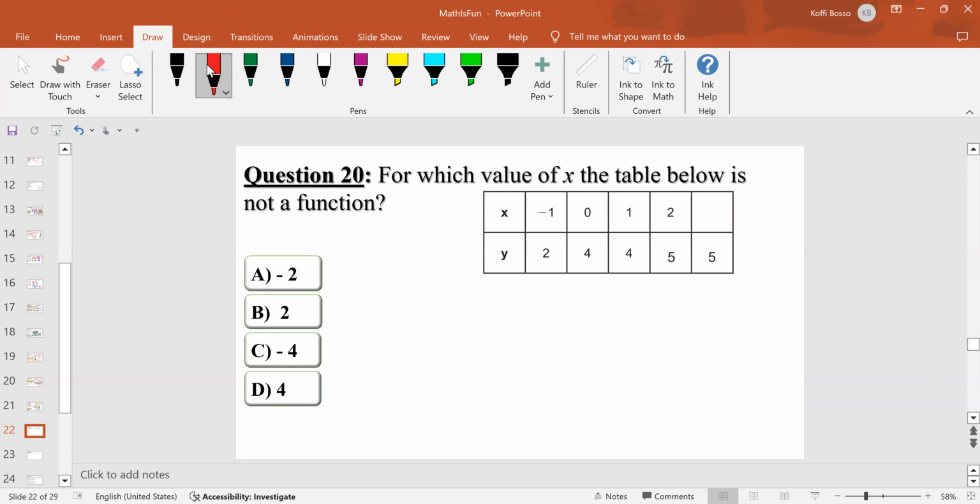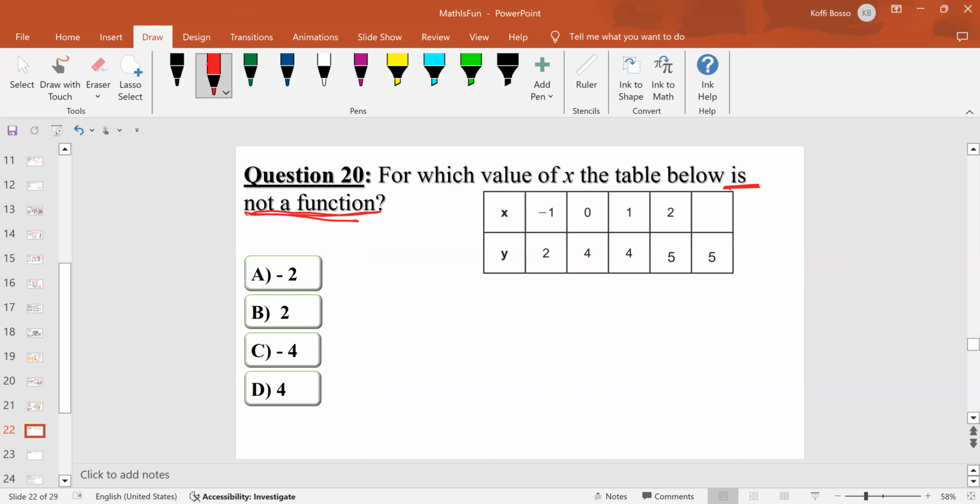Question 20. They say, for which value of x the table below is not a function? Keyword is not a function. So the table here is not a function. So when they say it's not a function, that means you will see the x value repeating. So when they repeat x value, that will not be a function.